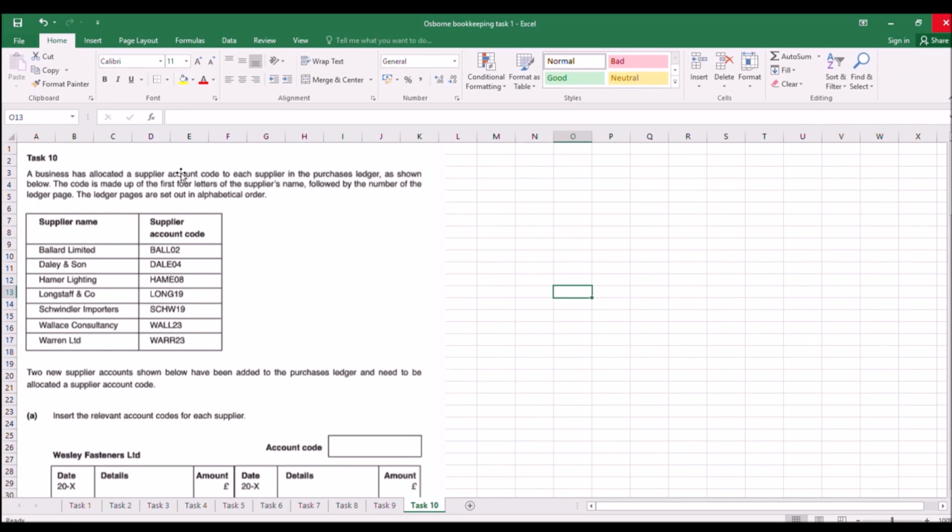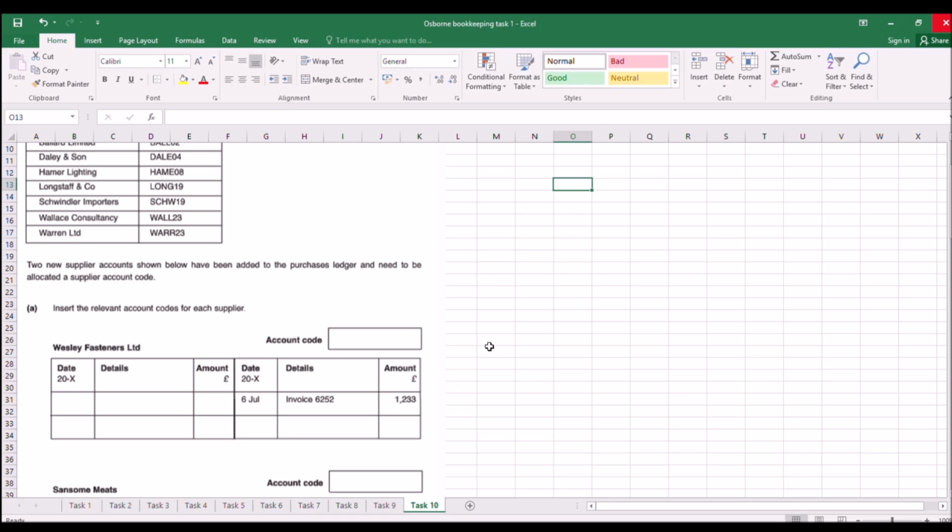Right, okay, task 10. A business allocates a supplier code to each supplier. So these could be any codes, we'll just have to see what it is. In the purchase ledger, as shown below, the code is made up of the first 4 letters of the supplier name, followed by the number on the ledger page. Ledger pages are set out in alphabetical order. So what they've got then is their ledger page in here, and they must be going A is 1, B is 2, C is 3, etc. 2 new supplier accounts are applied to the purchase ledger, and they need to be applied to a supplier account code.